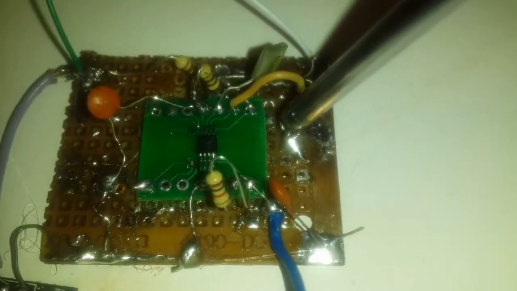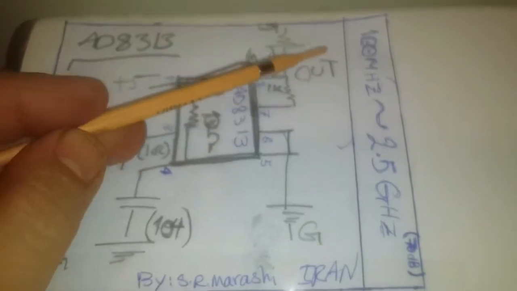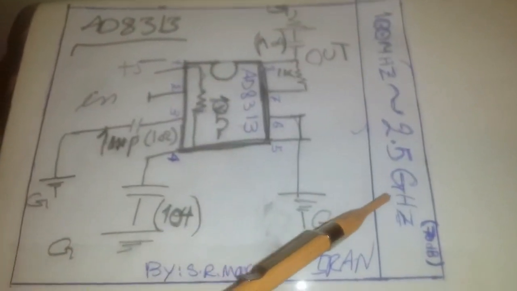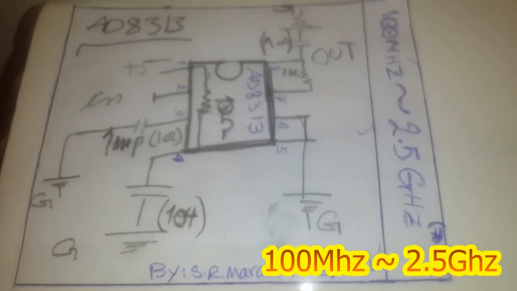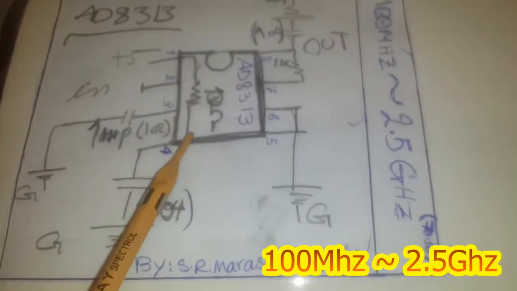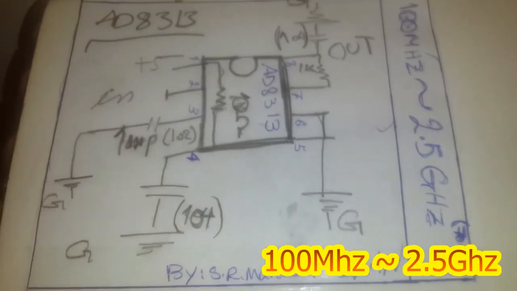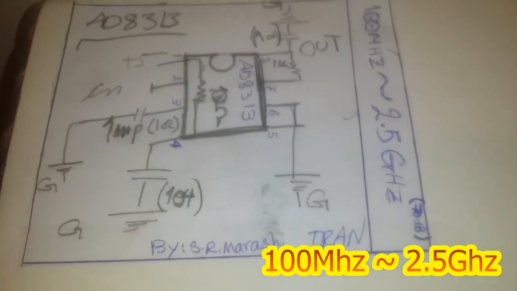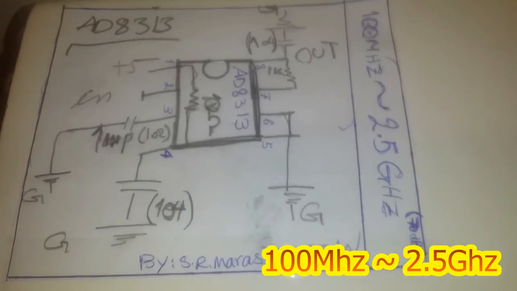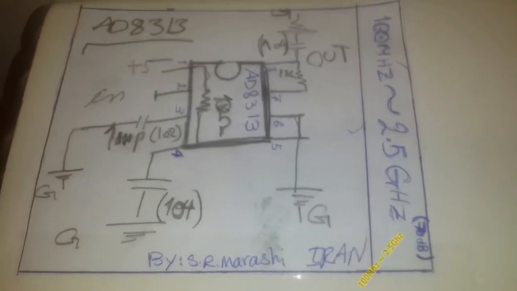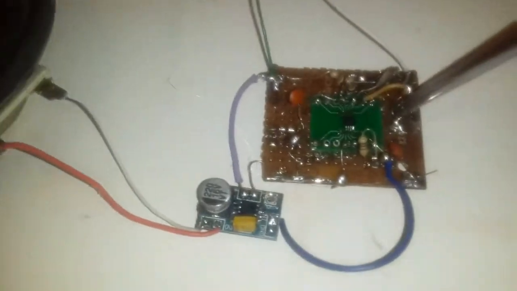This project is the AD8313 Logarithmic Detector. It will detect from 100 MHz up to 2.5 GHz. The circuit is very simple. I have several videos about AD83 series ICs, but this one is a compact version.